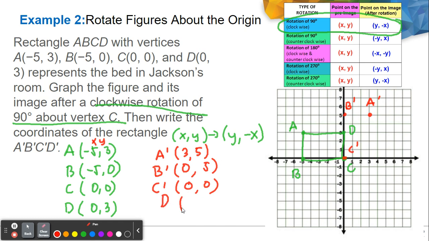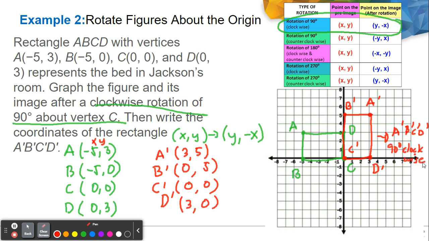And then lastly for D prime, our y is 3, and the opposite of 0 is just 0. So 3, 0. This one is D prime. When you connect all those points, that will be your rotated image. It's very easy if we have our rule. So this now is our rectangle A prime, B prime, C prime, D prime, rotated 90 degrees clockwise.